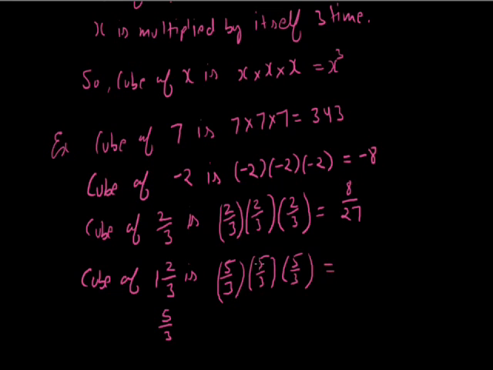So 5 into 5, that is 25. 25 into 5, that is 125. 3 into 3, that is 9. 9 into 3, that is 27. So cube of 1 2 by 3 is 125 by 27.